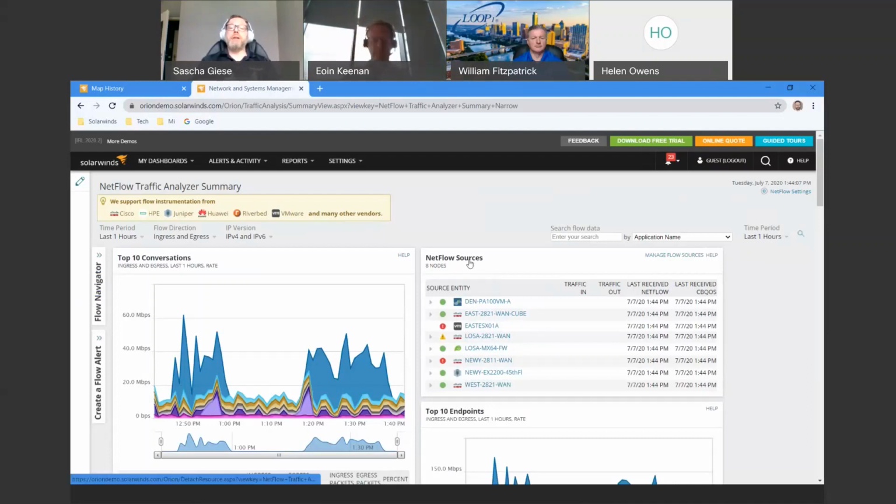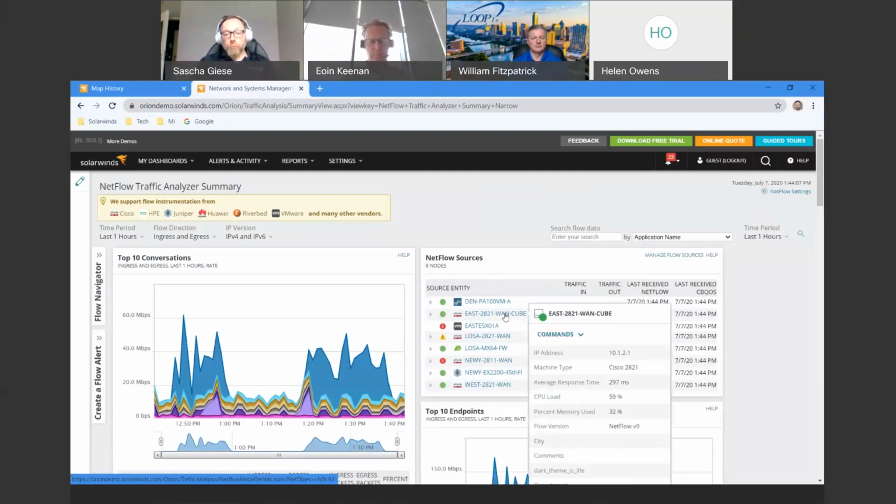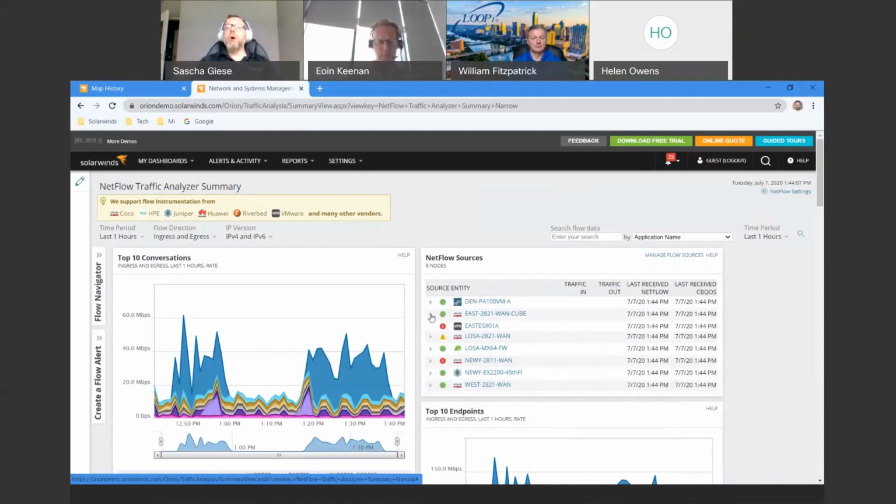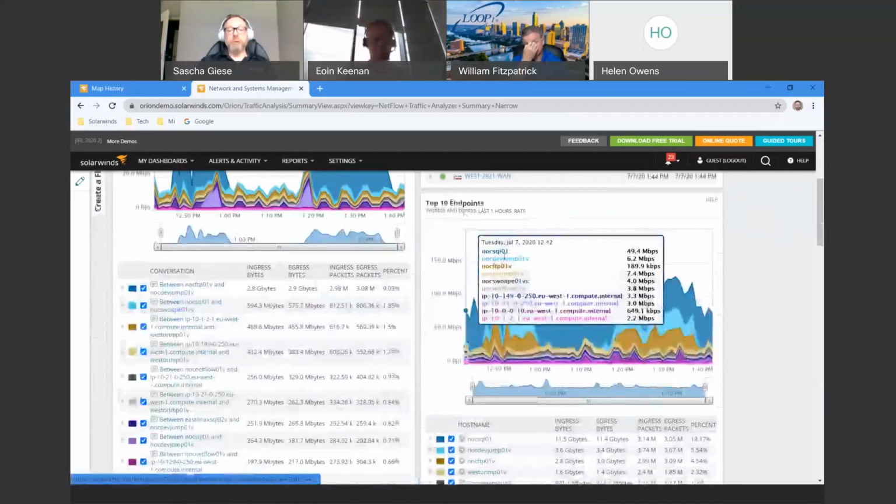Usually you would have a NetFlow source in each office, in the east data center, at least one, okay? So if I click into East 1 Cube, whatever this one is, I would see all the traffic that's flowing through this device. And what I'm interested in afterwards is probably applications, maybe, or different endpoints. I should see endpoints here.